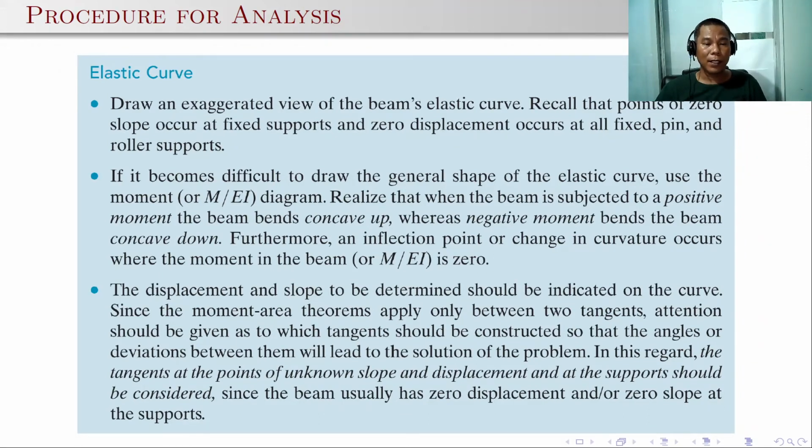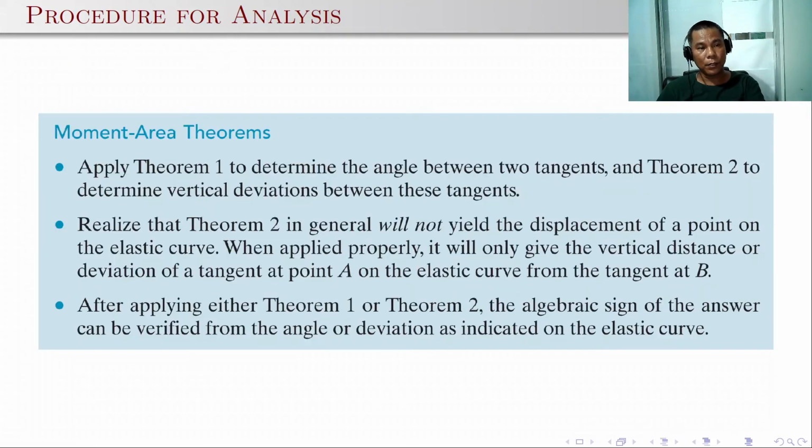Since the moment area theorems apply only between two tangents, attention should be given as to which tangents should be constructed so that the angles or deviations between them will lead to the solution of the problem. In this regard, the tangents at the points of known slope and displacements, and at the supports, should be considered, since the beam usually has zero displacement and or zero slope at the supports.